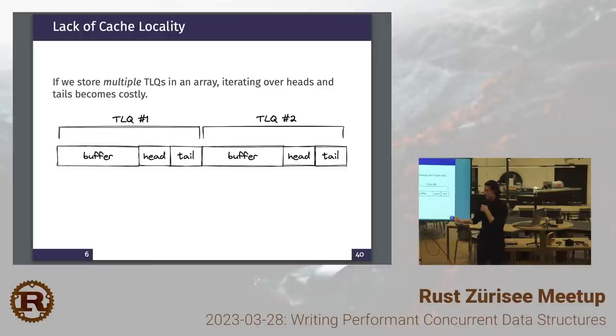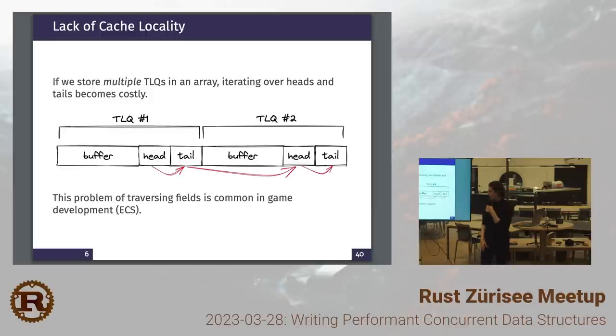So this is something that is really rough, and this is also something you will find often in game development, ECS-style game development, where you have a big struct, lots of fields in it, and you have an array of all of these structs, and you want to iterate through a particular field of all of these objects. And to fix this, there is something called struct of arrays.